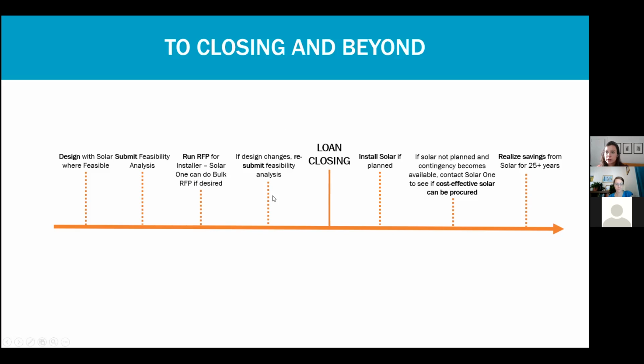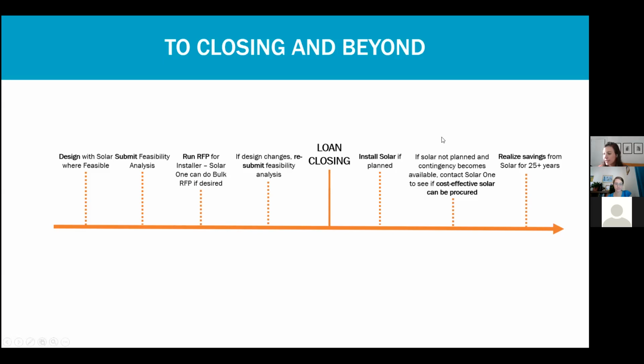And just keep in mind, if your design changes significantly before closing, but after you've submitted your initial feasibility analysis, maybe your roof changes and you suddenly have space for solar, whereas before you didn't, or maybe the opposite is true, now you can no longer install solar, we ask that you resubmit the feasibility analysis to make sure that we have on record the final determination. Then you get to loan closing, which is, I know, a very exciting time in a project, and hopefully install solar if it's planned.